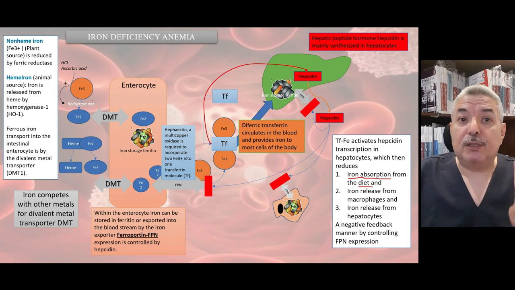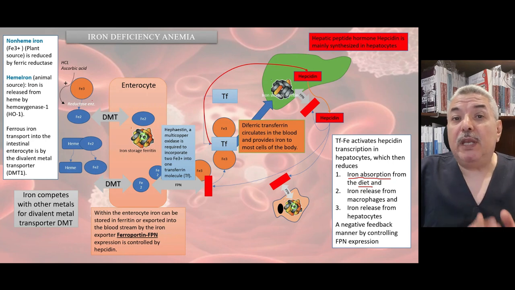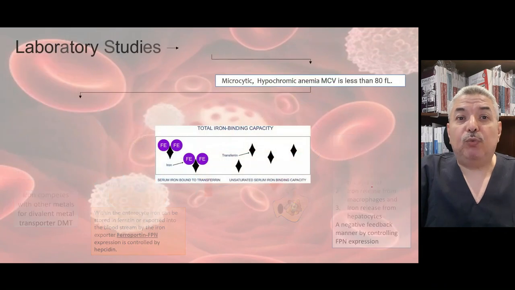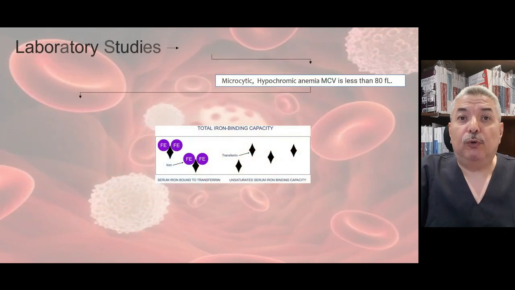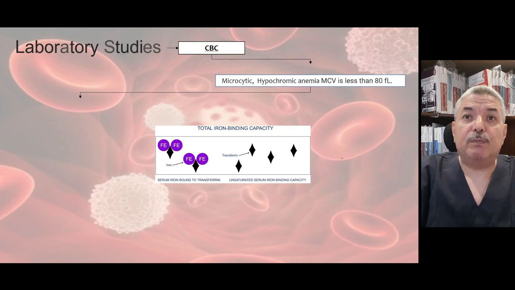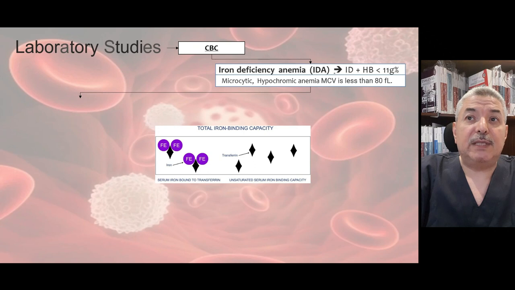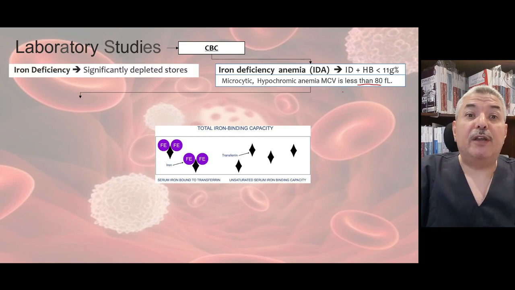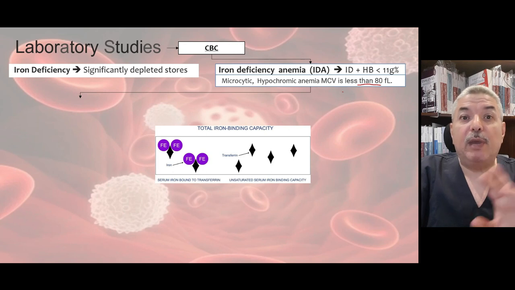But in the enterocytes, there are two mechanisms. It will inhibit the release of iron in the ferritin to the circulation, and it will inhibit the absorption of iron. So the investigations that we may go through, first of all, we do CBC. CBC will find that there is microcytic hypochromic anemia, and this means that the hemoglobin is less than 11 gram percent and the mean corpuscular volume is less than 80 femtoliters. And there is another diagnosis, which is iron deficiency, not iron deficiency anemia, iron deficiency.